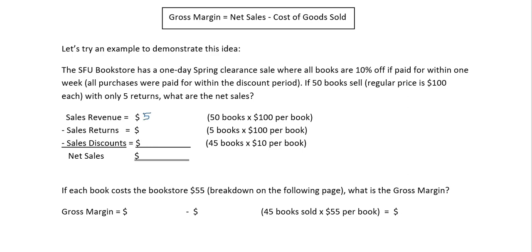So we have 50 books that we've sold at a price of $100 each. So that's 50 books times $100 gives you 5,000. And we had 5 returns. So 5 books were returned at $100 each. And then we offered the sales discount. So this is a little bit interesting, so I'll pause here.